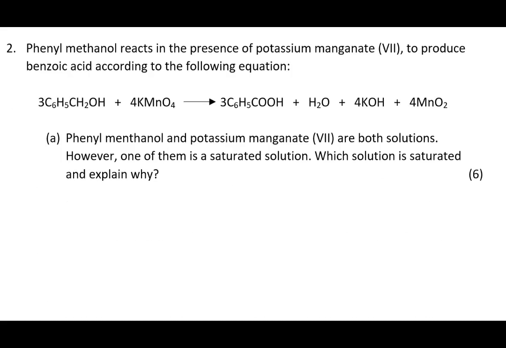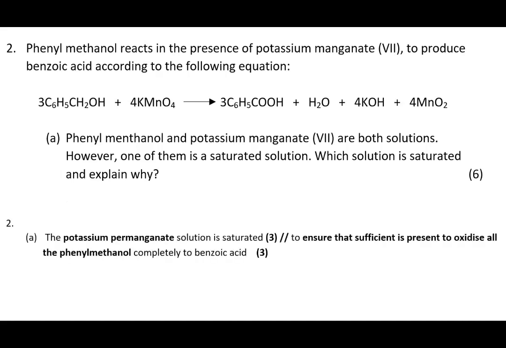So this is phenylmethanol. Phenylmethanol reacts in the presence of potassium manganate to produce benzoic acid according to the following equation. Phenylmethanol and potassium manganate are both solutions. However, one of them is a saturated solution. Which solution is saturated, and explain why? So for potassium permanganate, the solution is saturated, and this is to ensure that sufficient is present to oxidize all the phenylmethanol completely to benzoic acid.